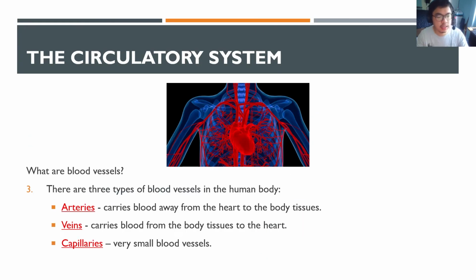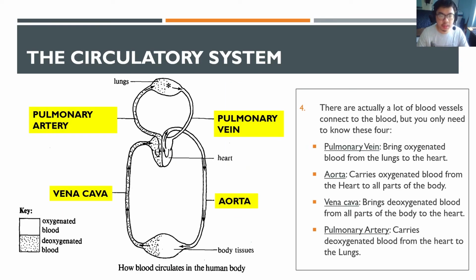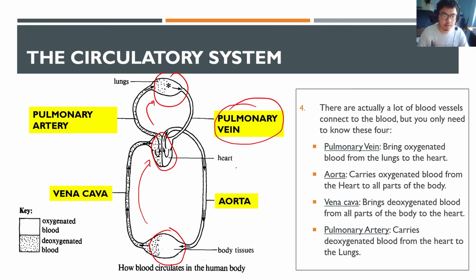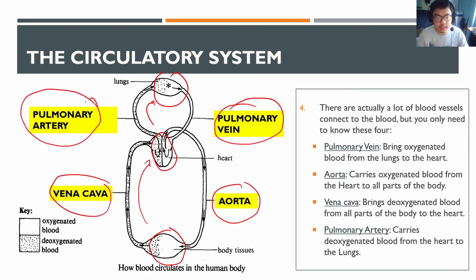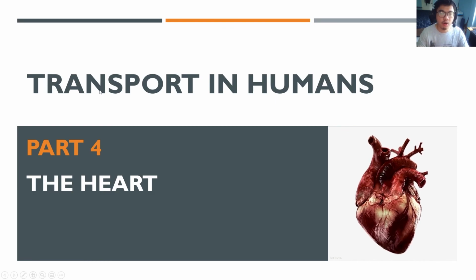And then you have the blood vessels. There are three types. Arteries carry blood away from the heart to the body tissues. Veins carry the blood from the body tissues to the heart, so in the opposite direction. Capillaries are just small blood vessels. Make sure you know the names and also the pathway that the blood flows from the lungs to the heart, to the body tissues, and then back to the heart, and then back to the lungs. And remember the names of the blood vessels that they go through: the pulmonary vein, the aorta, the vena cava, and also the pulmonary artery. In the next video lesson, we're going to talk a bit more about the heart.